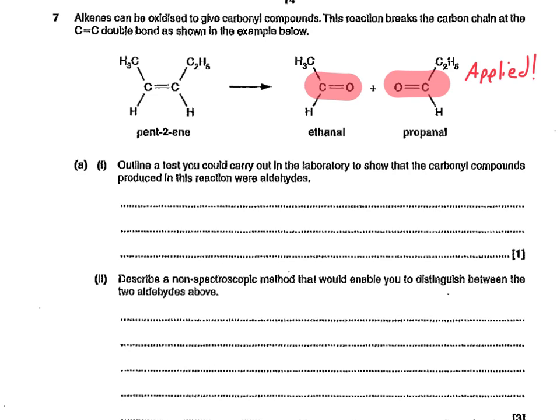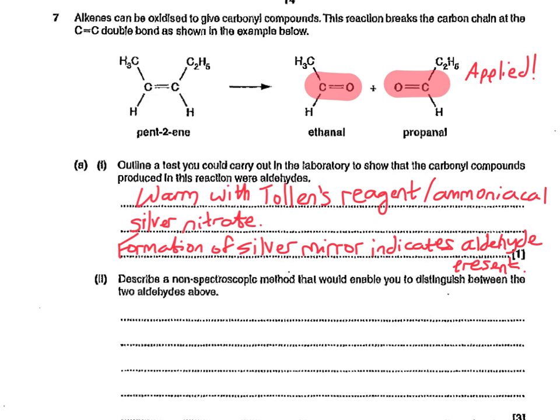So it says outline a test you could carry out in the lab to show that the carbonyl compounds produced in this reaction are aldehydes. So the first thing you do is you warm it with Tollens reagent. Very important to say that you warm it, don't just say Tollens reagent.